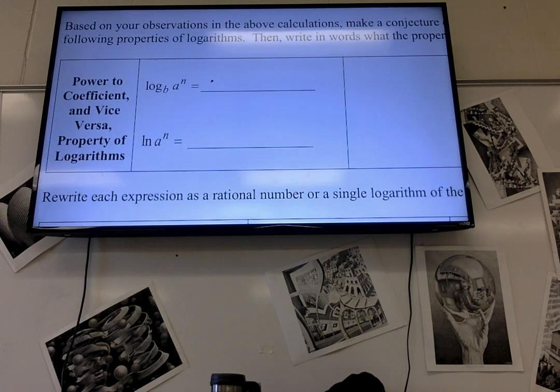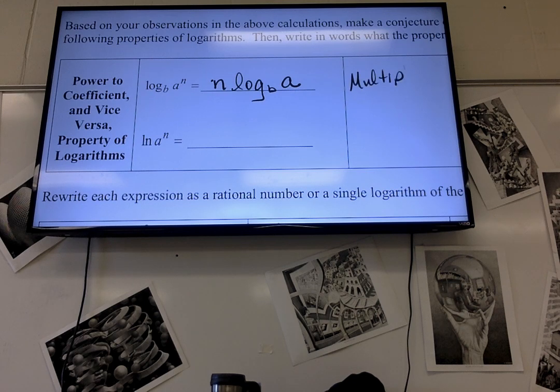Okay. So we have n. The property is the exponent becomes the number out in front. So n times the log base b of a. b is a base. It's just a number, just like a and n, it's a variable. It works the same with natural log. So it'd be n times the natural log of a. It's just log base e.